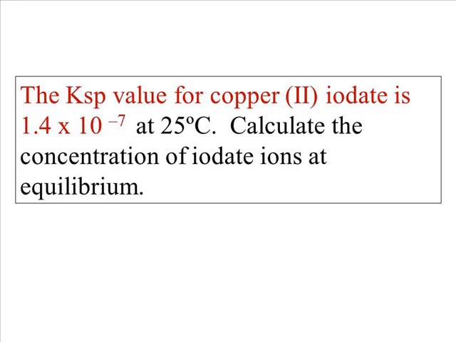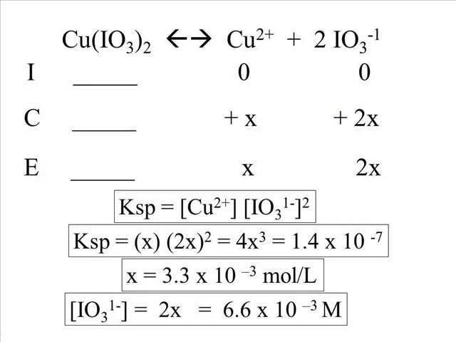KSP for copper 2 iodate, and they want to know the concentration of the iodate ion at equilibrium. Write the equation, do your typical ICE, draw straight lines down through your solid copper iodate, since that's not going to be in your mathematical expression. Solids are not in your equilibrium expression. That gives you x times 2x squared gives you 4x cubed. Solving for x gives you the copper ion; the iodate ion would be twice that, or 6.6 times 10 to the negative 3 molar.